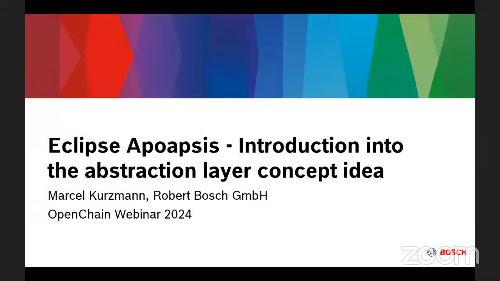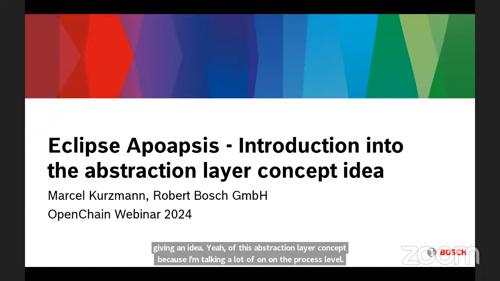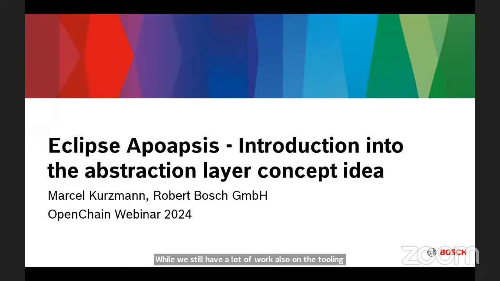The invitation is more about giving an idea of this abstraction layer concept, because I'm talking a lot on the process level. While we still have a lot of work also on the tooling side, also on the specification side, there's a lot of things going on, especially with SPDX. So I try to make an umbrella today and show you the idea.